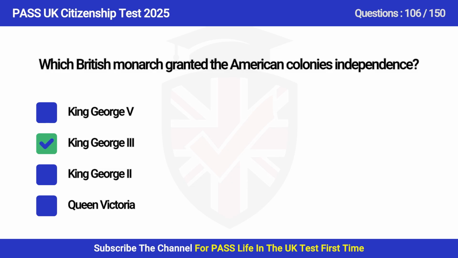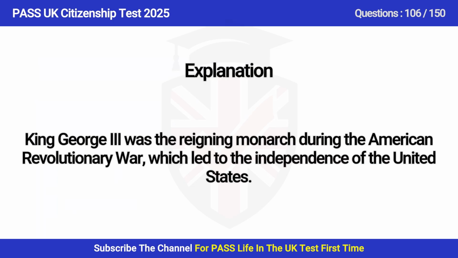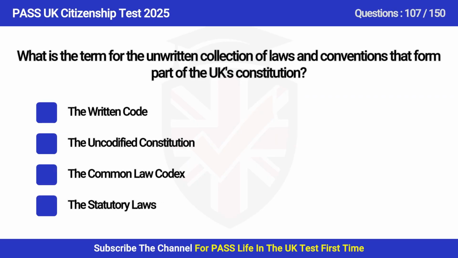Answer is B. King George. King George was the reigning monarch during the American Revolutionary War, which led to the independence of the United States. Question 107. What is the term for the unwritten collection of laws and conventions that form part of the Constitution?